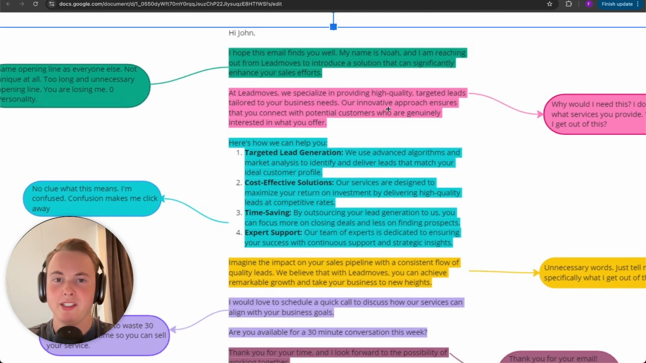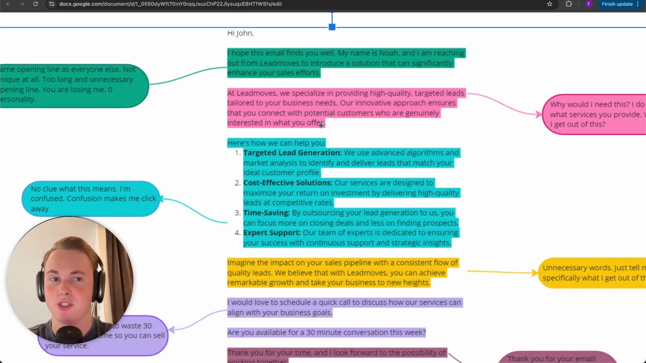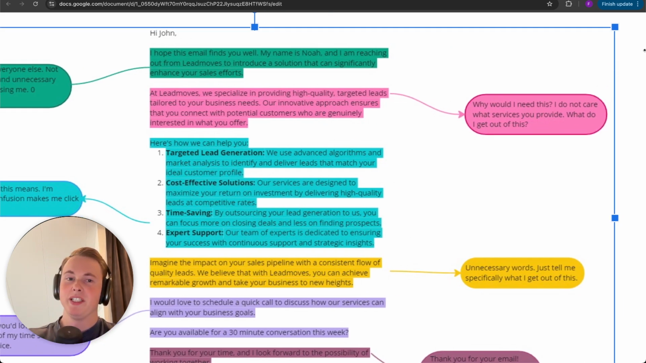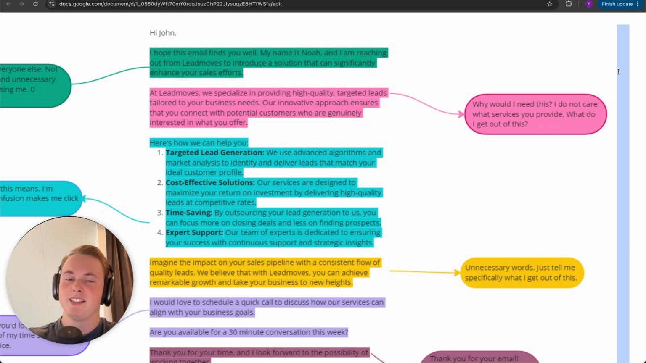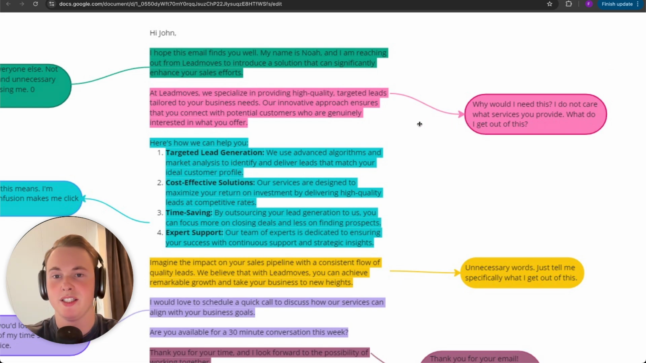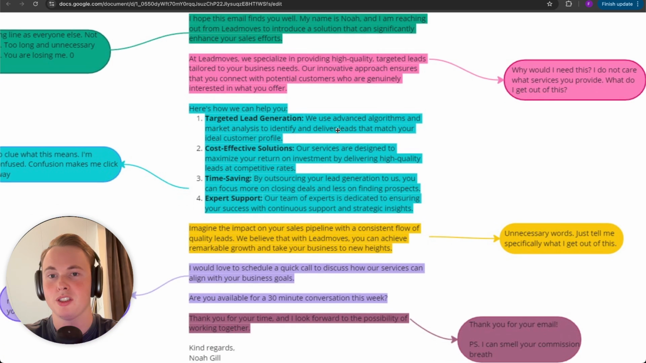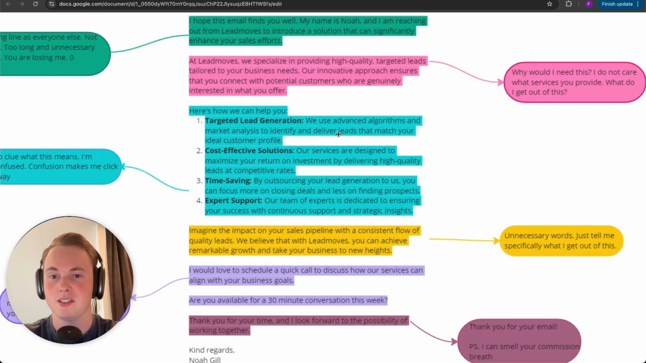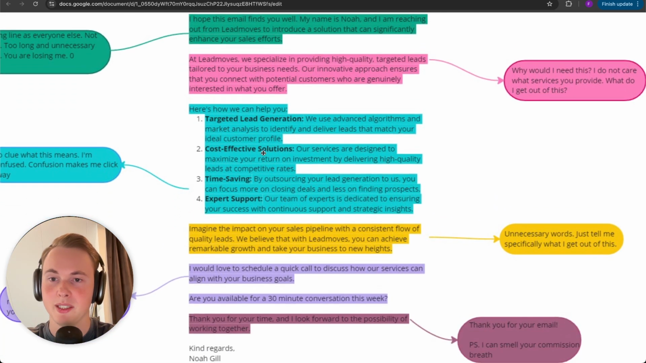At Leadmoves, we specialize in providing high quality targeted leads tailored to your business needs. Our innovative approach ensures that you connect with potential customers who are genuinely interested in what you offer. So when reading this, I would think, why would I need this? Like, I do not care what services you provide. I only care what I get out of this. This is super long, and I just get pain in my eyes by looking at this long email.